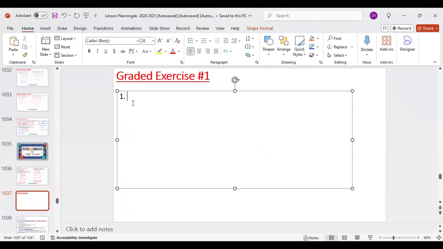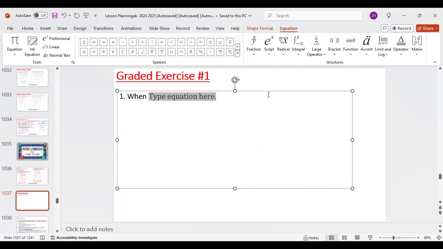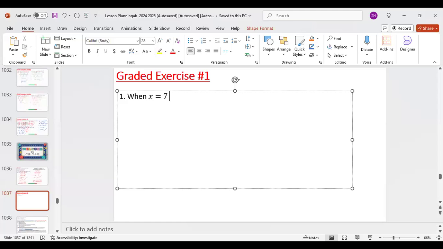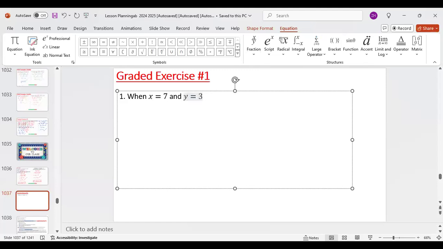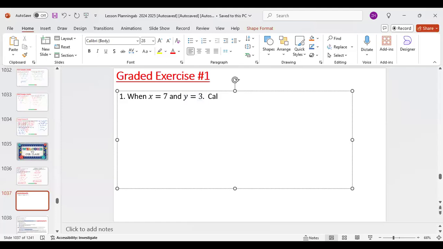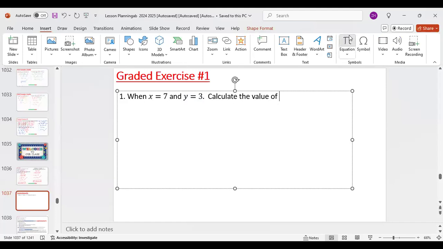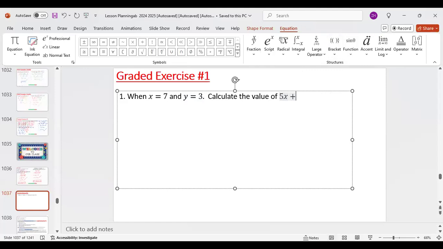So number 1. When x is equal to 7 and y is equal to 3, calculate the value of 5x plus y squared.